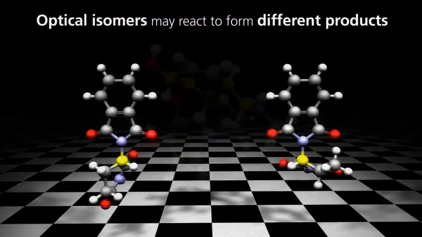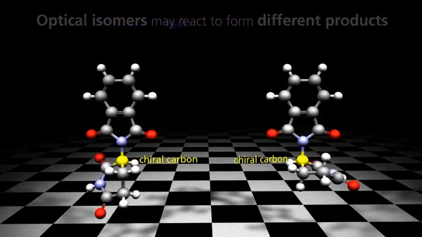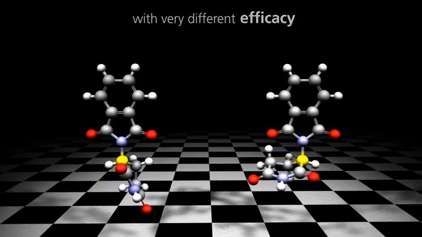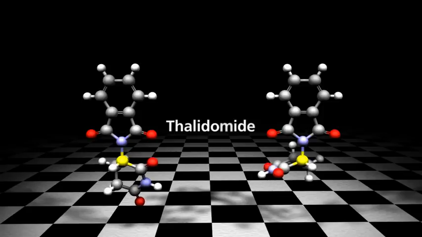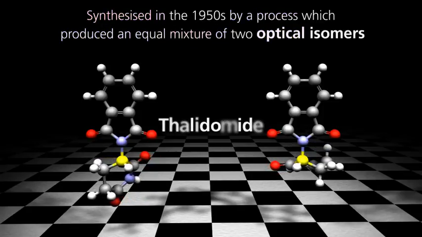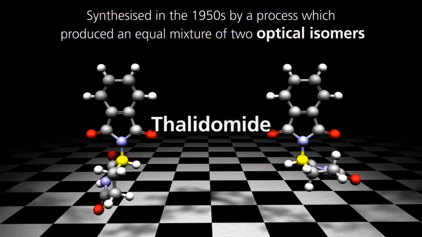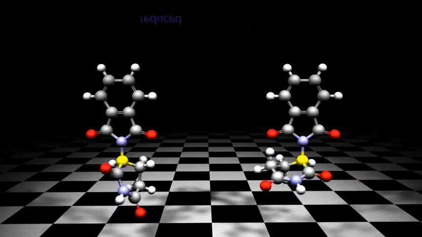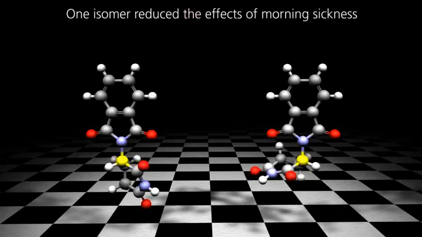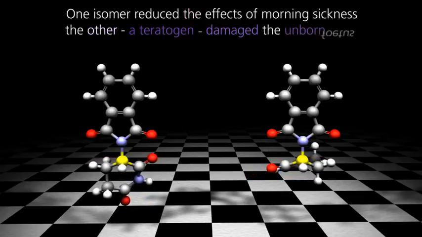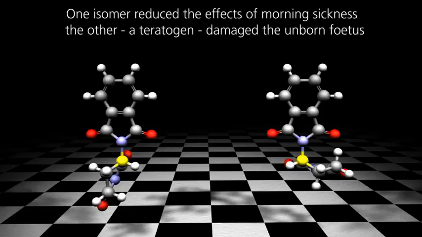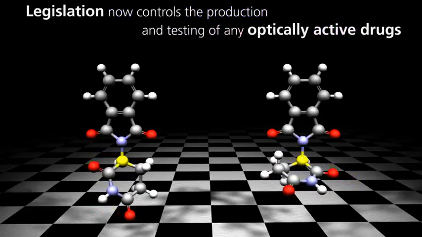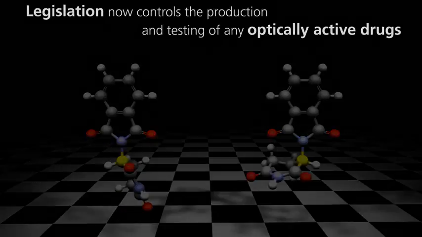Optical isomers may react to form different products, and these can differ widely in their physiological or pharmacological efficacy. One of the best known examples is thalidomide, a drug synthesized in the 1950s by a process which resulted in a mixture of equal quantities of 2 optical isomers. Whilst one isomer reduced the effects of morning sickness in early pregnancy, the other isomer produced tragic side effects, damaging the unborn fetus. As a result, much tighter legislation now controls the production and testing of any optically active drugs.